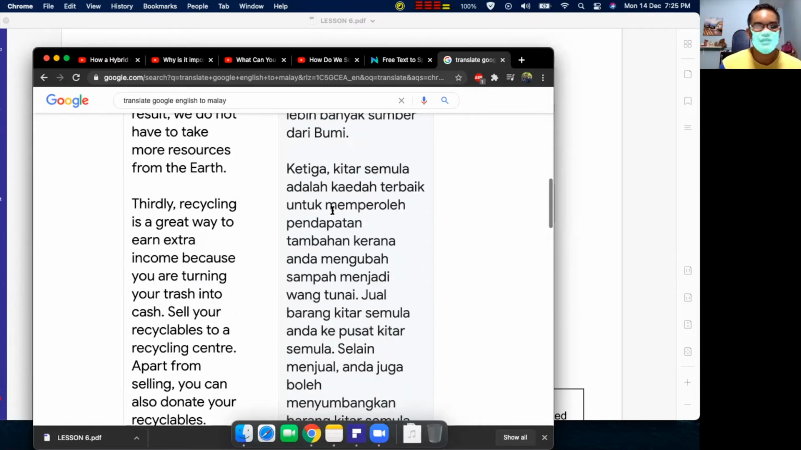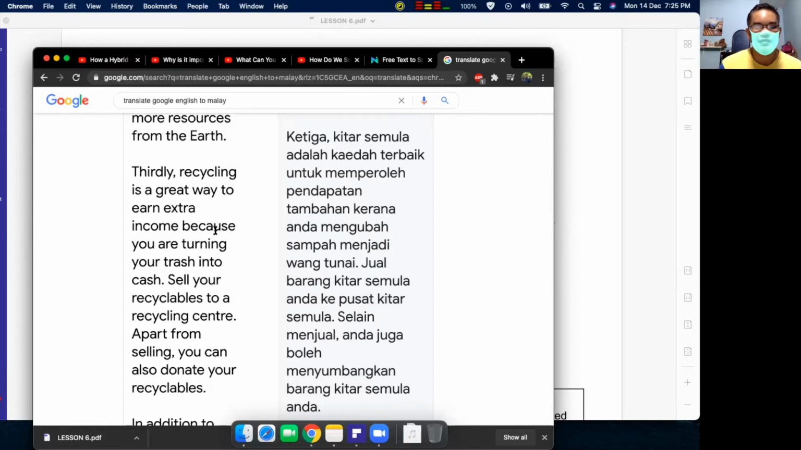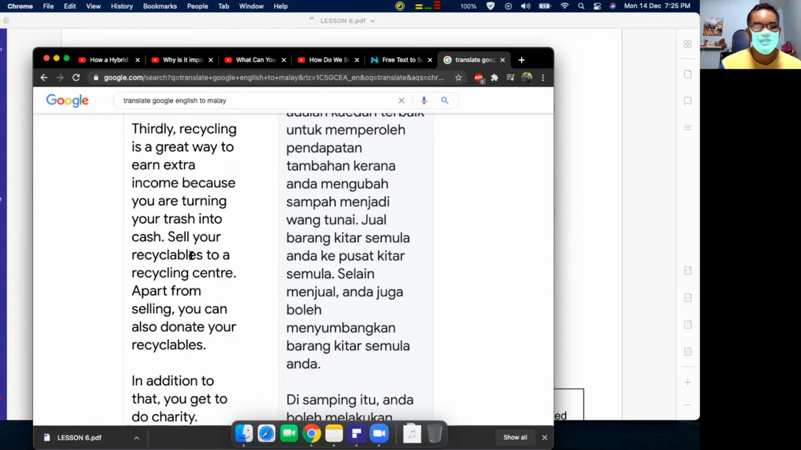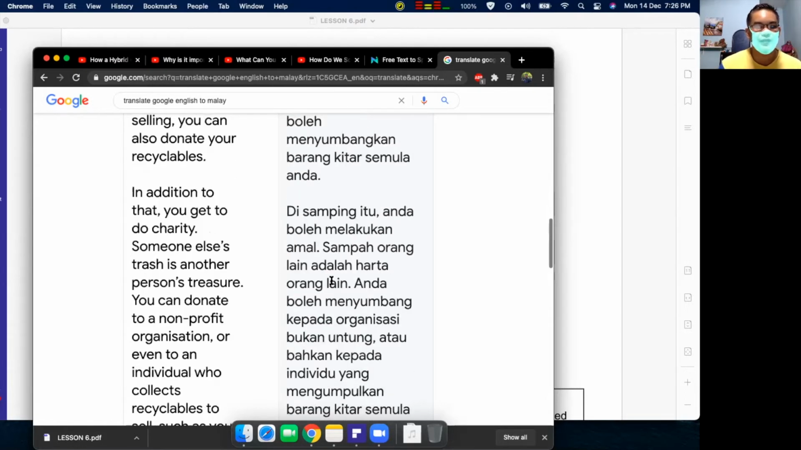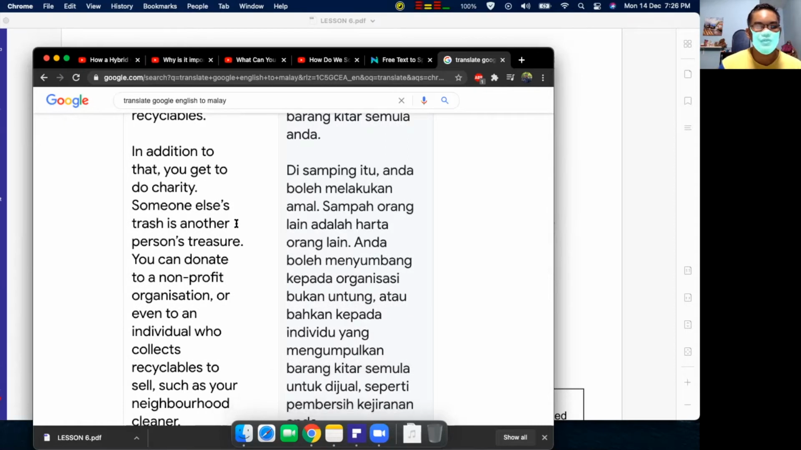But thirdly, recycling is a great way to earn extra income because you are turning your trash into cash. Sell your recyclables to a recycling center. Apart from selling, you can also donate your recyclables. So you can sell it, you can donate it. In addition to that, you get to do charity.